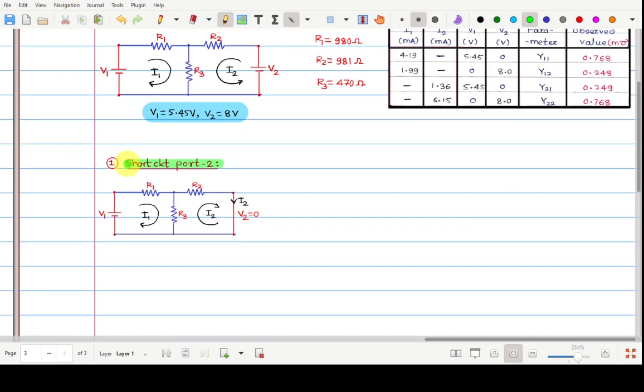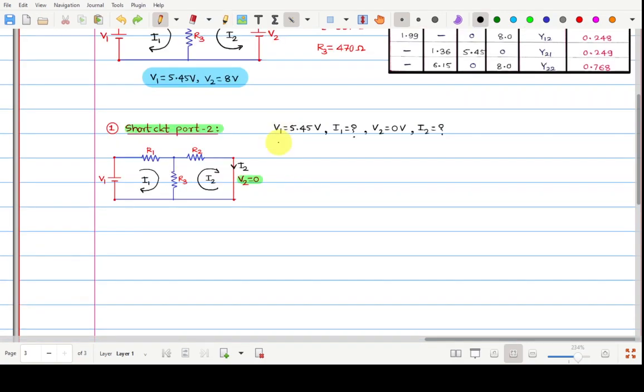In step 1, we will short circuit port 2. Here you can see we have shorted these two terminals, so your output port gets shorted. Due to this, your voltage V2 becomes 0. In this condition, V1 is 5.45 volts, which is the externally applied voltage, and I1 we have to calculate. V2 becomes 0 because we have shorted port 2, and I2 we also have to calculate. We will calculate I1 first, and from I1 we can calculate I2.